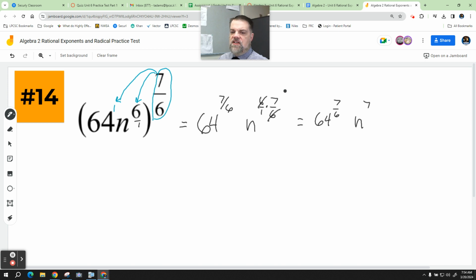So now this 64 to the 7/6, remember that is the 6th root. In other words, this should look like this: the 6th root of 64, raised to the 7th, times n raised to the 7th. And at some point we'll combine these sevenths, okay?